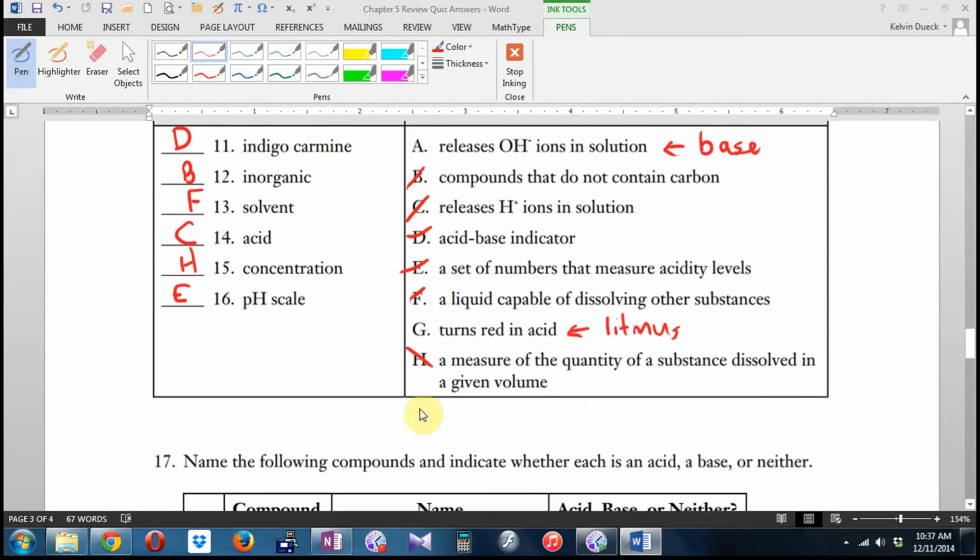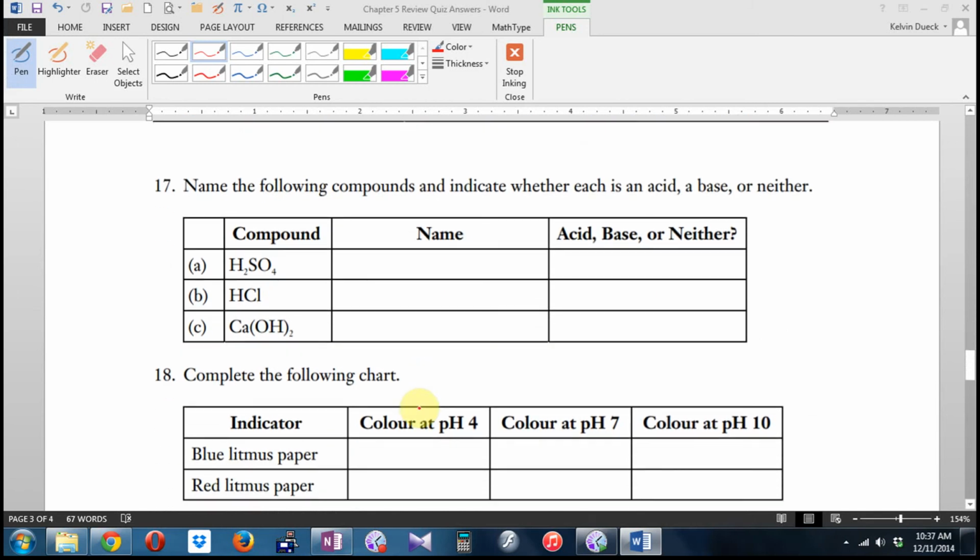1 mark each. Name the following compounds and indicate whether each is an acid or base or neither. Well, acid, acid, base. What are they called? H2SO4? Mr. Dueck, you said naming was... It's right from the back of your formula sheet. Sorry, of your periodic table sheet. If you look on the back, H2SO4 is sulfuric acid. I told you, I'm not going to ask you to do the naming, but I'll ask you to recognize the ones that are on your sheet. And this is hydrochloric acid.